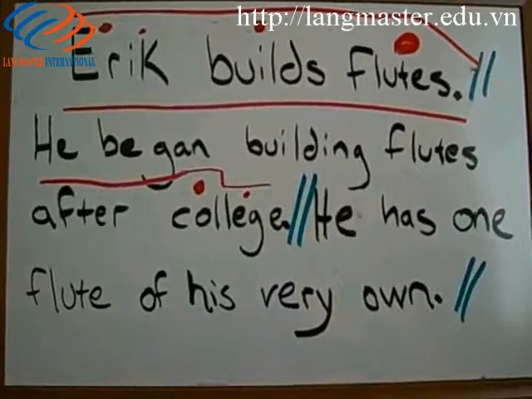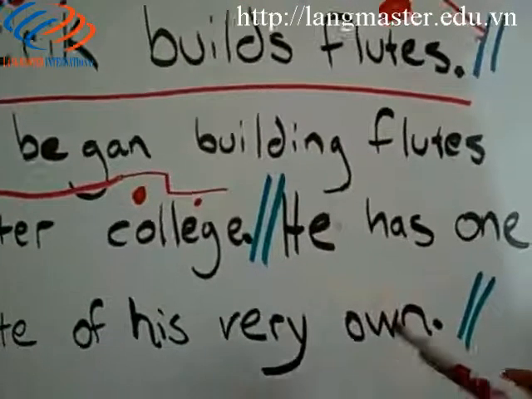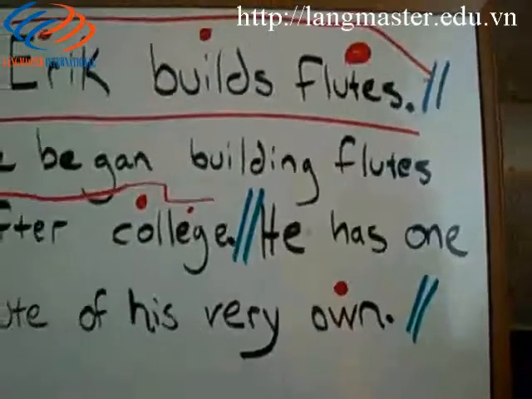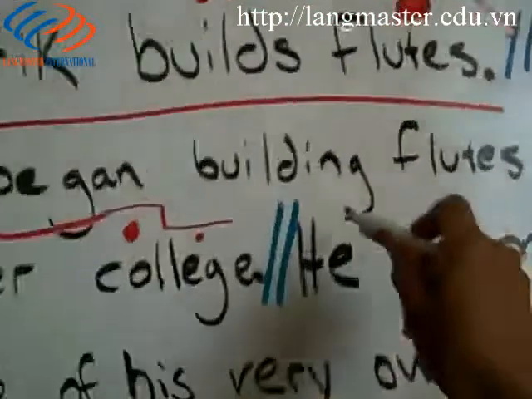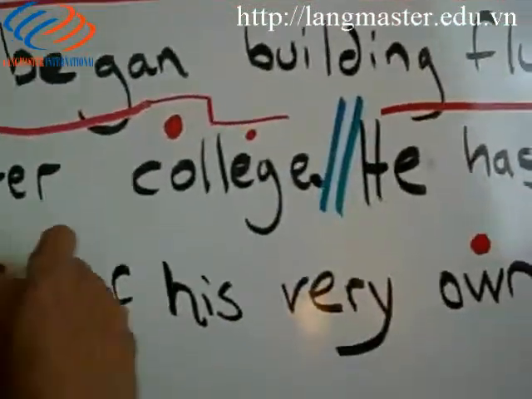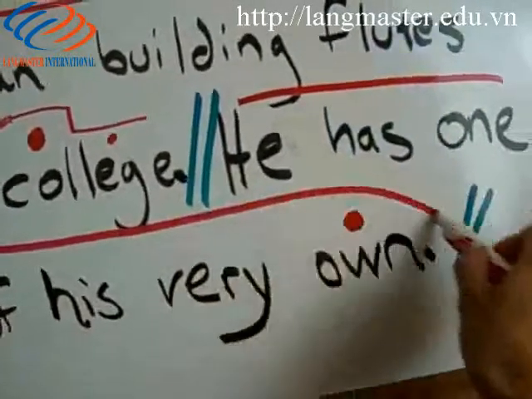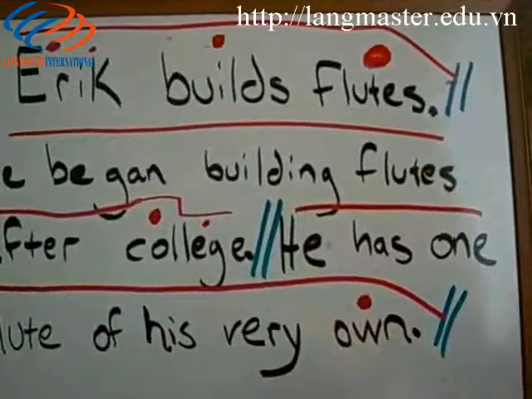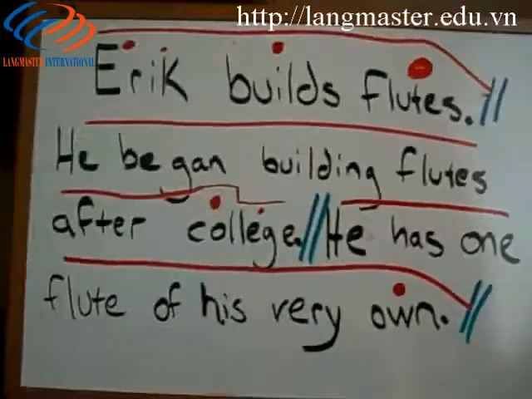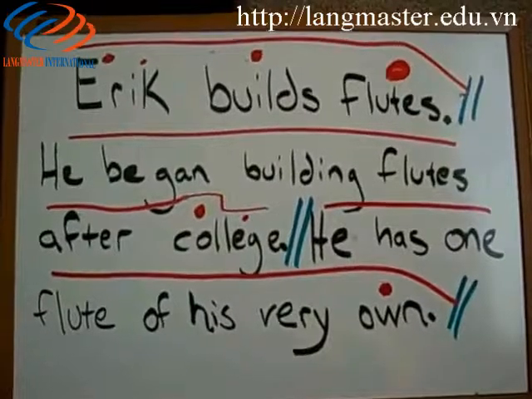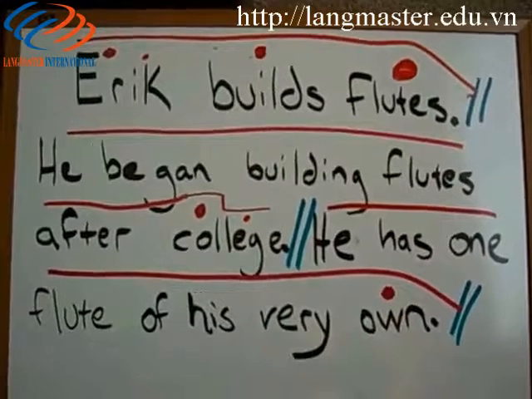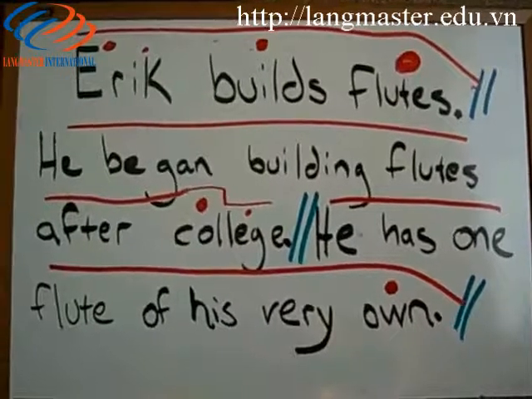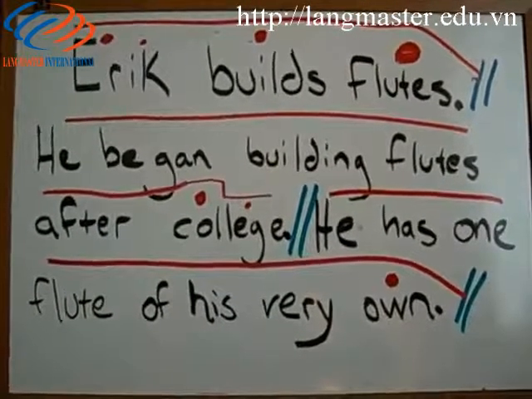College. In the last line, our final content word giving new information is own. And like flutes, it's one syllable. So the overall pattern stays the same till the end, and on that final content word, our voice will glide down. Own. He has one flute of his very own. Listen to the entire example again. Eric builds flutes. He began building flutes after college. He has one flute of his very own.